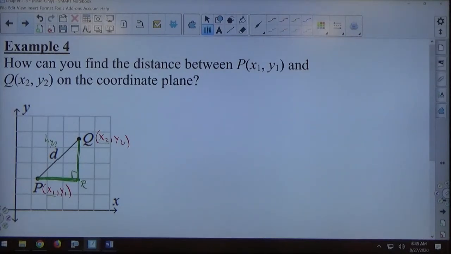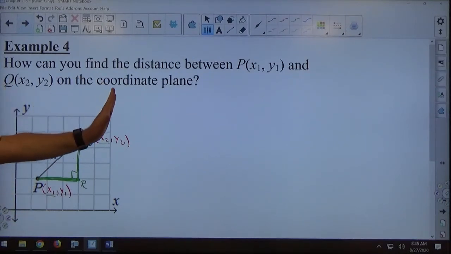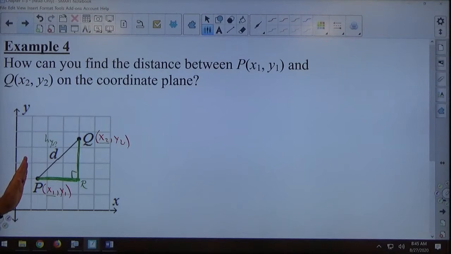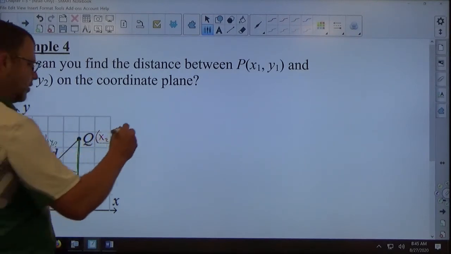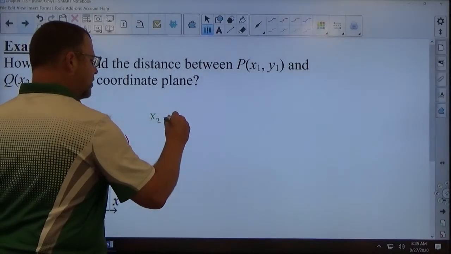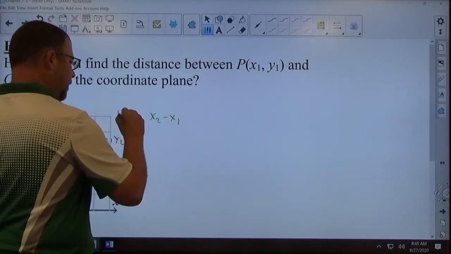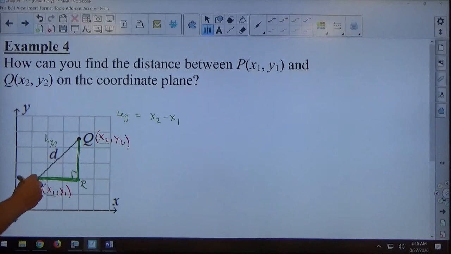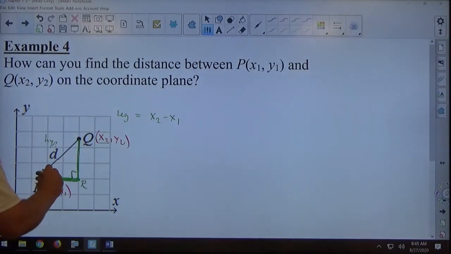And mathematically, we want to find out how far things are. In a number line scenario, we subtract, right? And we typically take the bigger one minus the smaller one. So if Q is farther right, it's bigger. P is farther left, it's smaller, right? So bigger x, smaller x. So I do x sub 2 minus x sub 1 equals a leg length. So that's this one down here. x sub 2 minus x sub 1.